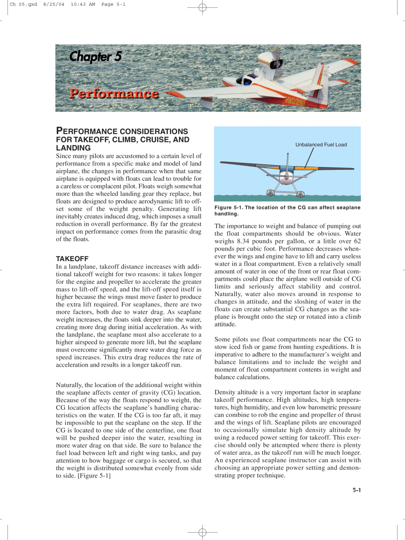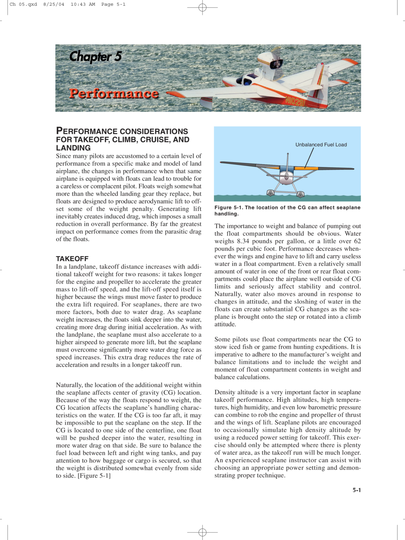Figure 5.1. The importance to weight and balance of pumping out the float compartment should be obvious. Water weighs 8.34 pounds per gallon, or a little over 62 pounds per cubic foot. Performance decreases whenever the wings and engine have to lift and carry useless water in a float compartment. Even a relatively small amount of water in one of the front or rear float compartments could place the airplane well outside of CG limits and seriously affect stability and control.